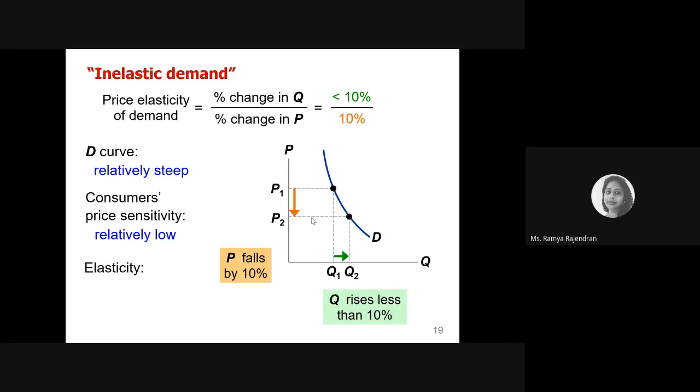Here the price is falling by 10% and the quantity is increasing by less than 10%, which means when you compute, the answer will be less than 1. If it is 10%, it will be 1. That is a different case. That's the next example that we have.